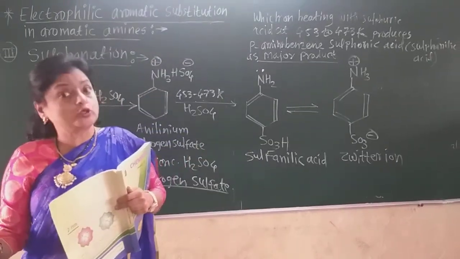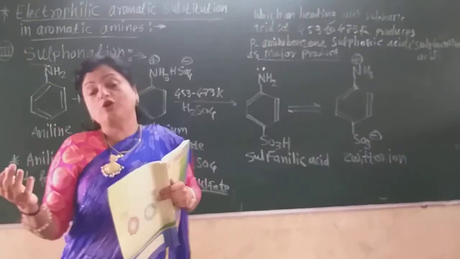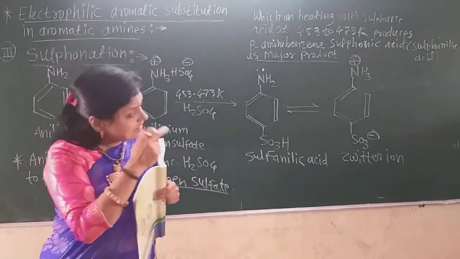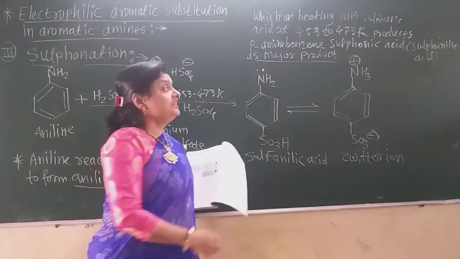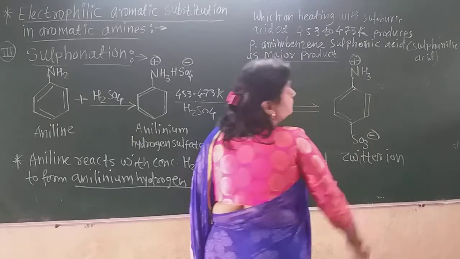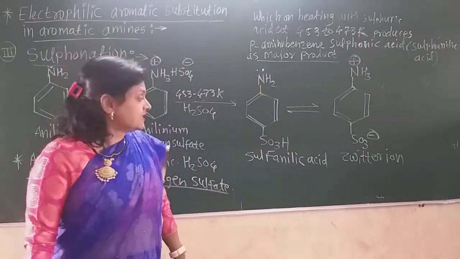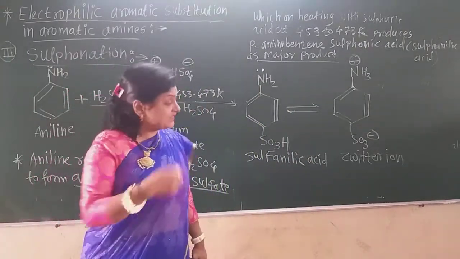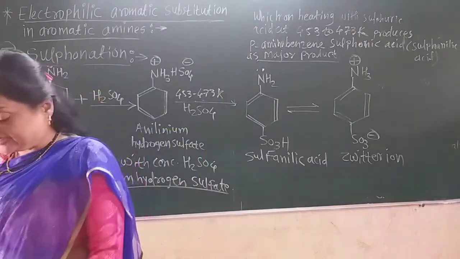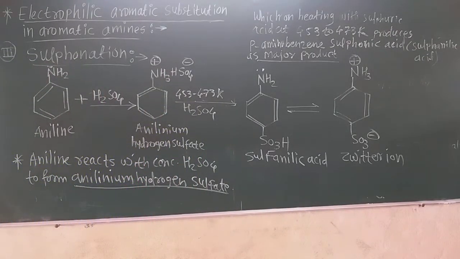Amino acids are also present as Zwitter ions, because the acidic group and the basic group are in the same molecule. Similar is the condition here. Here also there is this positive and negative charge separation. So this sulfanilic acid is present in the Zwitter ion form. These are interconvertible. Now this is the last reaction, the electrophilic substitution reaction of the aromatic amines.